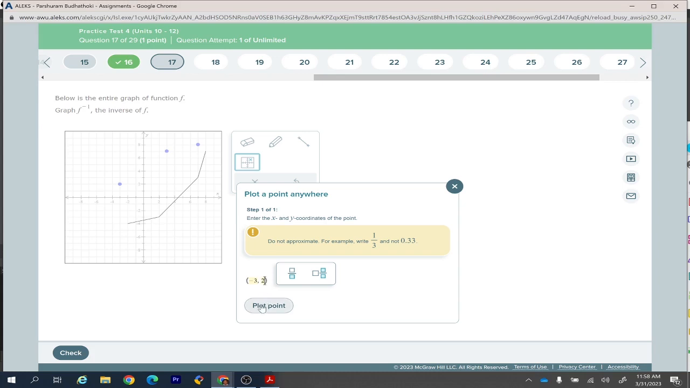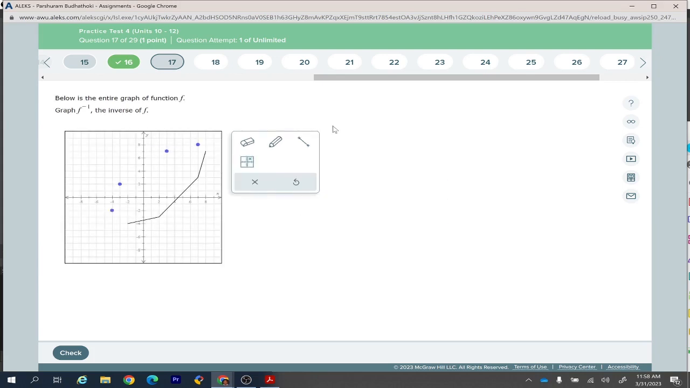You just have to switch the x and y coordinates of these 4 points. Finally, this point is -2 comma -4, that becomes -4 comma -2. Now after plotting all these 4 points, you just have to join them using straight lines. That's all. So that's the graph of the inverse of this function.